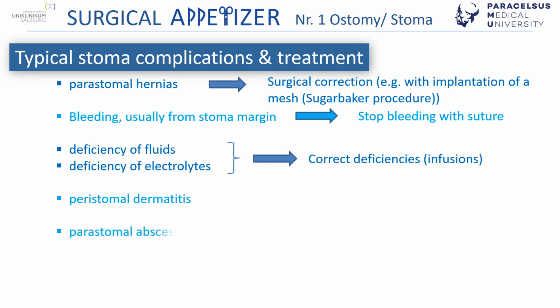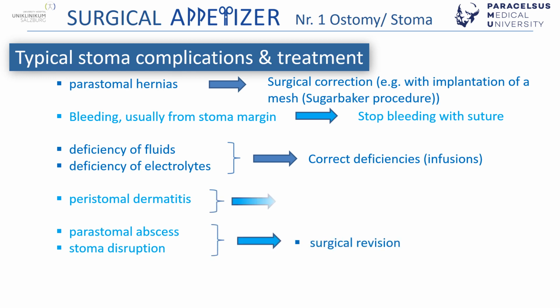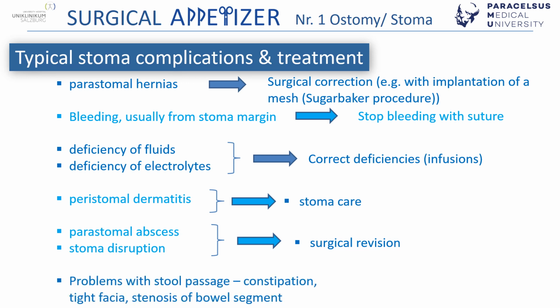Peristomal dermatitis may occur when the stools get in contact with the skin. The peristomal dermatitis may require stoma care procedures. A parastomal abscess may occur and stoma disruption, which may require surgical revision. And problems with the stool passage, constipation, may be due to surgical problems like a tight fascia and a stenosis of the bowel segment caused by that. And also this may require surgical revision. Initially, a placement of the Foley can help, and application of enemas.